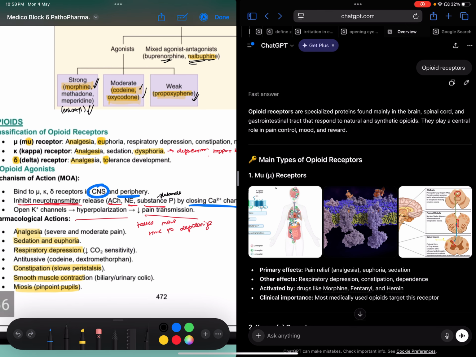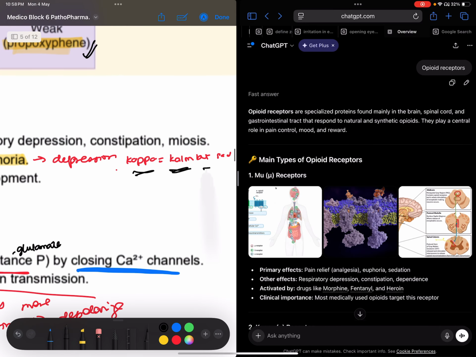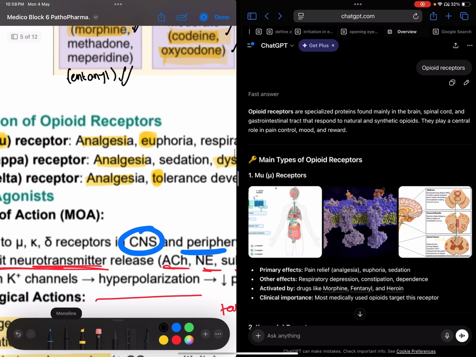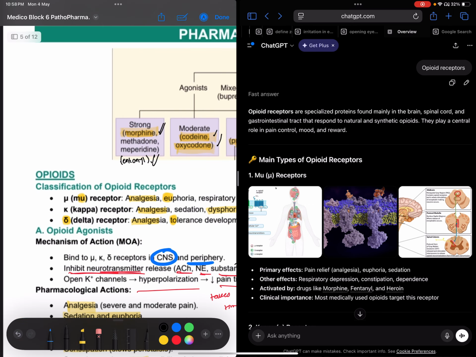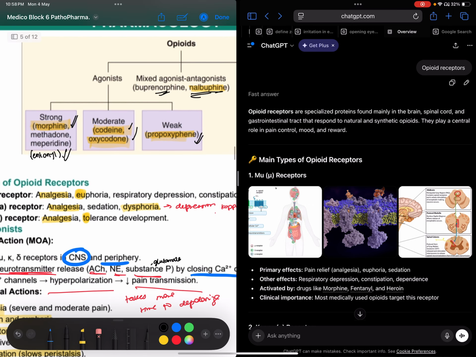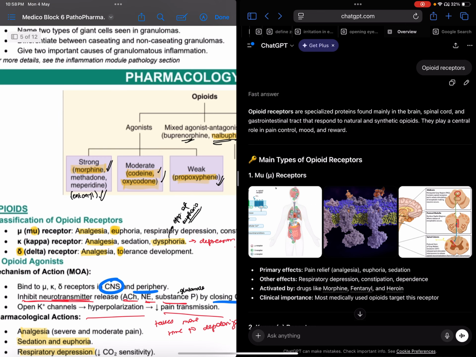Kappa receptor, very easy to remember. Kappa is basically calm but sad. The person is calm but sad. Sadness is brought about by dysphoria, which is sort of depression. And calm means analgesia, pain relief, and also sedation. You may be wondering what dysphoria is. Dysphoria is the opposite of euphoria. Euphoria is when a person is very happy and high, and dysphoria is quite the opposite: depressed, sad, and low.